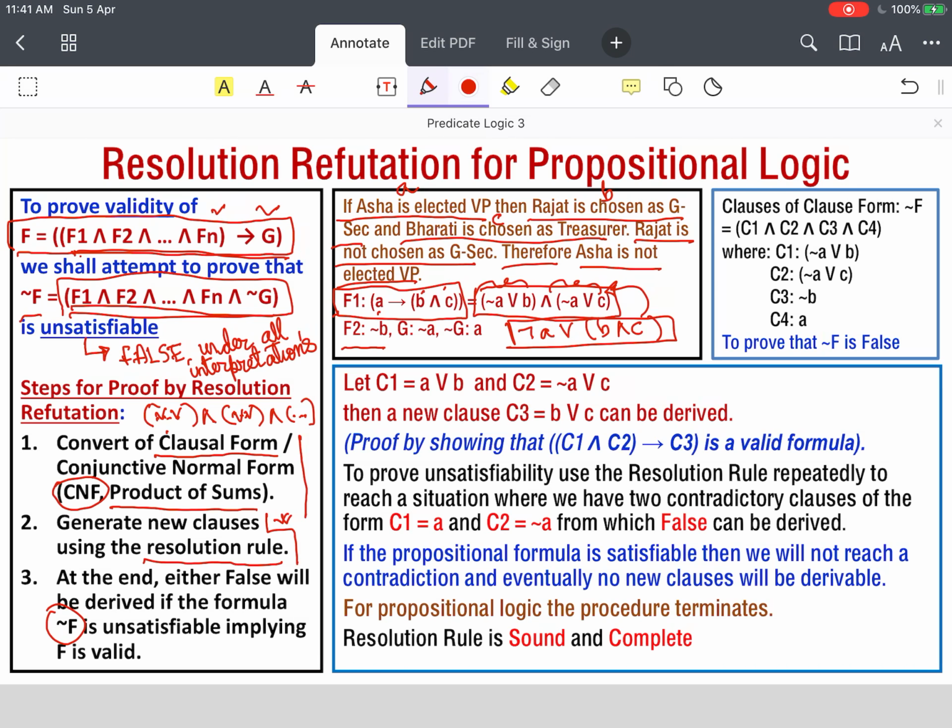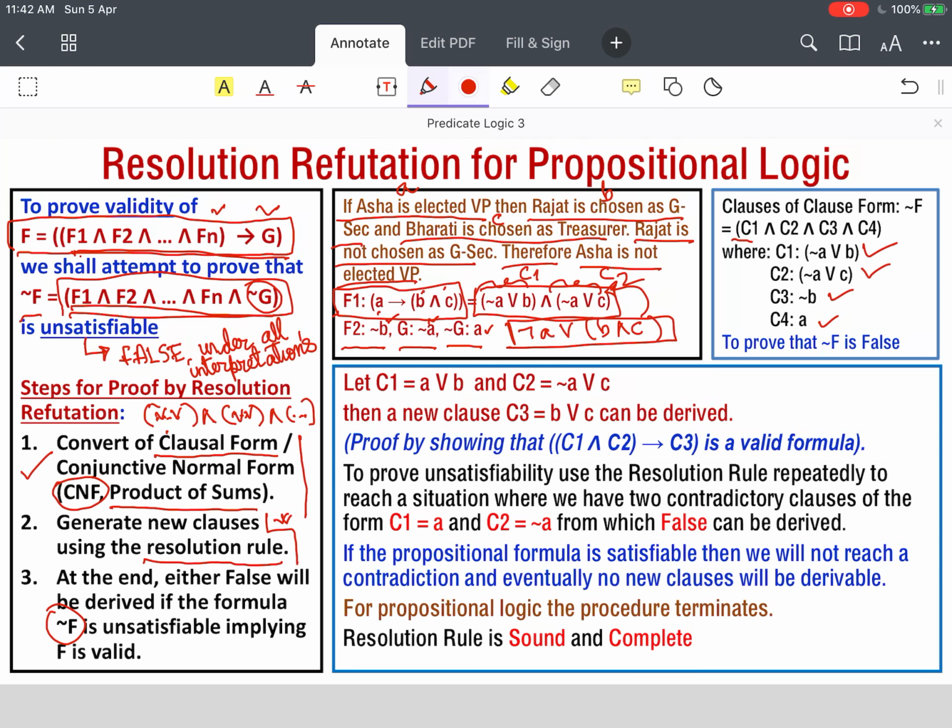And then the second is Rajat is not chosen as GSEC, which is not B. And the goal is Asha is not elected VP, which is G, is not A. And as we said, we have to find not G. So not G is A. So now this one is already in clausal form, this is already in the conjunctive normal form, and this is already in conjunctive normal form. So from this query, we get four clauses. The first is this one, C1. The second is C2. The third is C3, which we get from F2. And the fourth is A, which we get from not G.